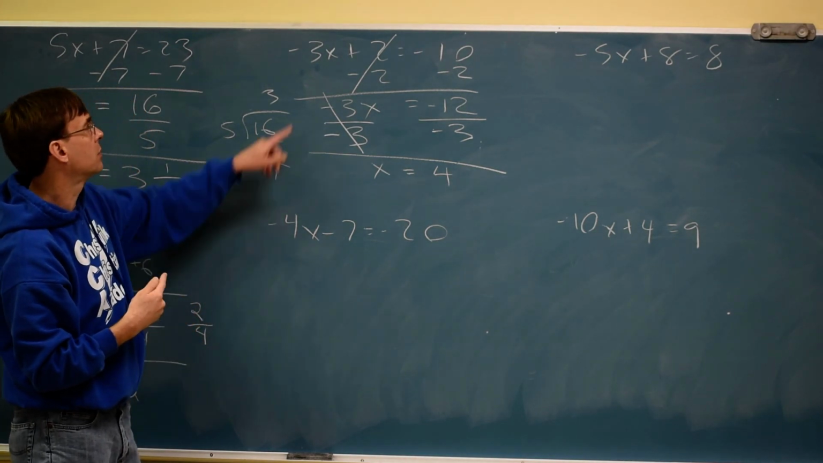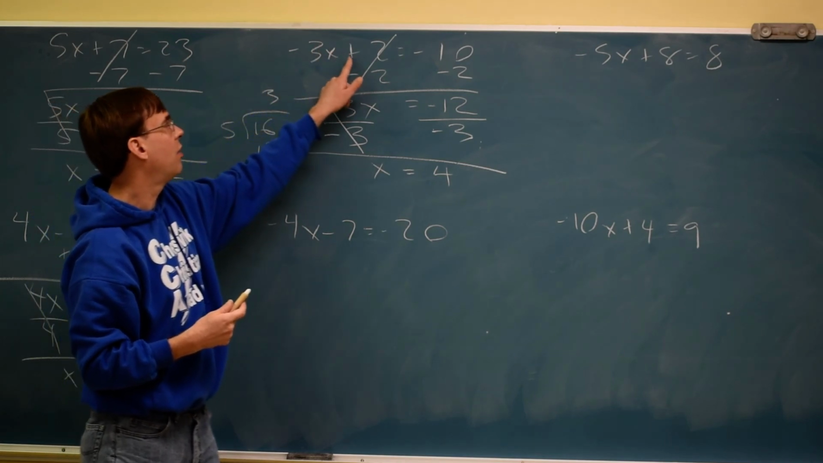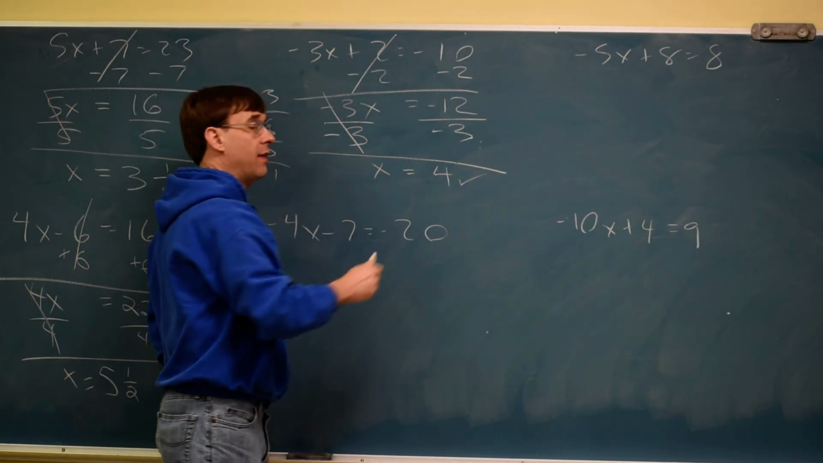We can check whole numbers. Negative 3 times 4 is negative 12. Negative 12 adding 2 is negative 10. That does work.